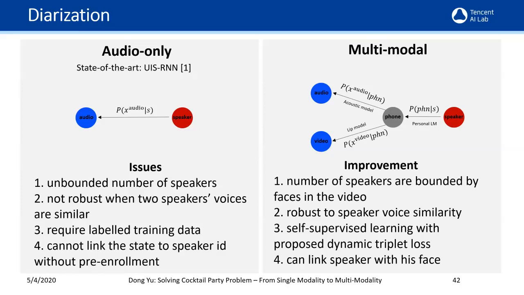Third, UIS-RNN requires labeled data to train well, while the multimodal system can exploit the correlation between modalities to conduct self-learning. Fourth, in the multimodal system, the system can link the voice to the face to identify the speaker, which is not available in the audio-only solution.